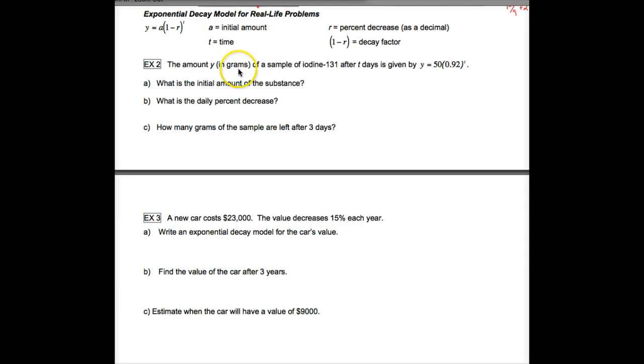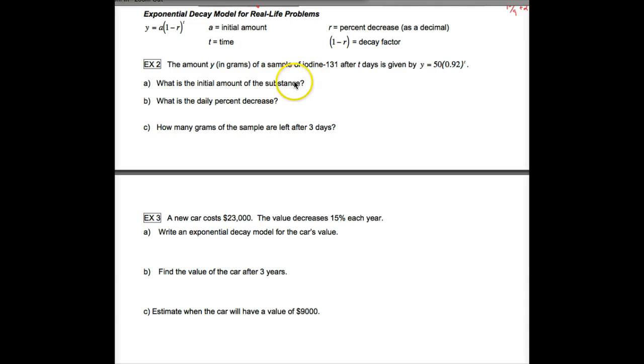So we're looking at things that get smaller over time, and things that decompose would be one thing. So here we have a sample of iodine 131, and after t days, this equation, 50 times 0.92 to the t, is how much is going to be left. So everything stands for the same thing. Essentially, A is still what you started with, how much you started with. T is still time. R is still the percent decrease. And 1 minus R is our decay factor instead of growth factor since we're decaying over time.